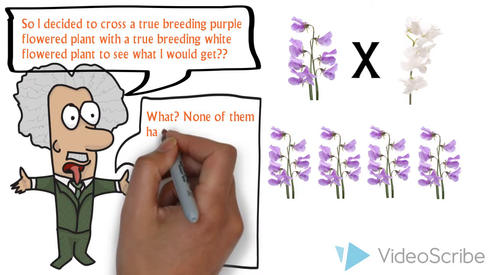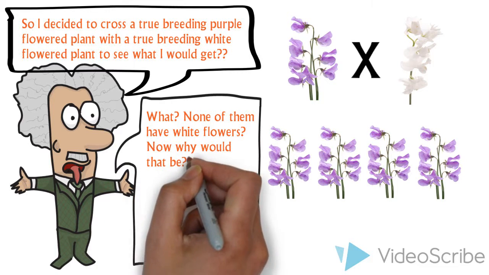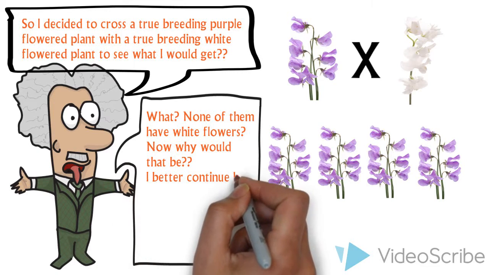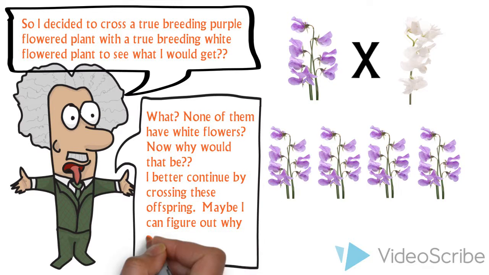What? None of these have white flowers? Now why would that be? I better continue crossing these offspring. Maybe I can figure out why none are white.